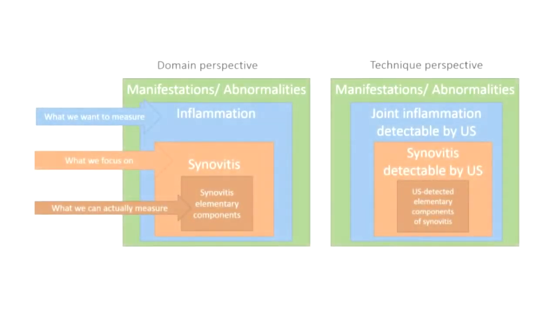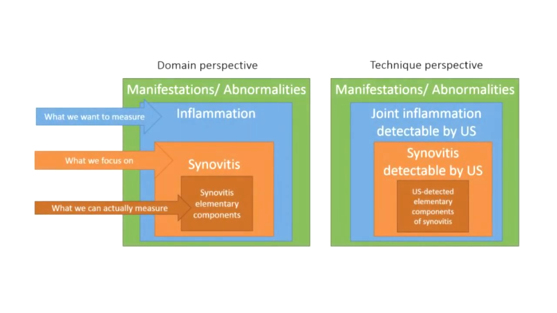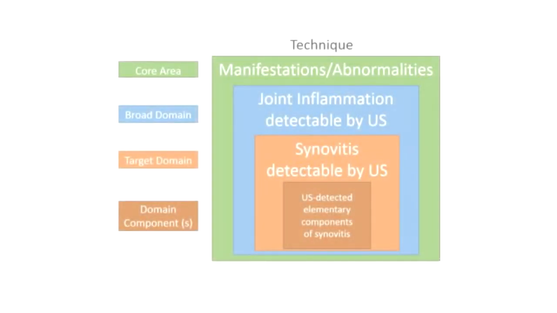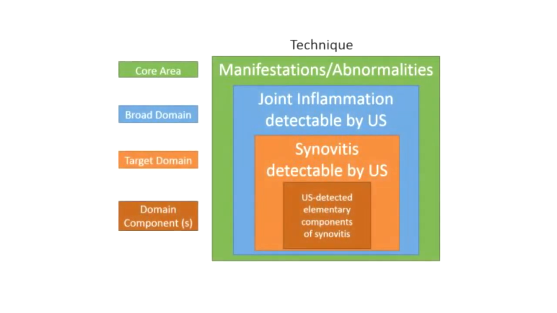The choice of the best imaging technique to measure the target domain requires verification that the technique is able to visualize the process or structure and detects enough target domain elementary components. Here we define the technique perspective in greater detail. In this example, we are interested in the imaging technique of ultrasound. We want to focus on synovitis detectable by ultrasound, and we need to describe the elementary components of synovitis that can actually be measured by ultrasound.